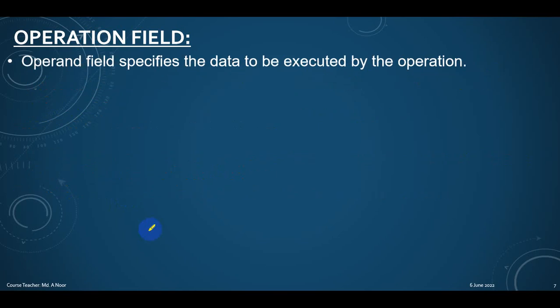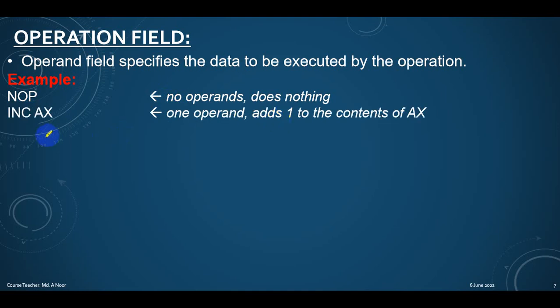That's the operation field. After the operation field, this is the operand field. The operand field specifies the data to be operated on by the operation. Example: nop. For this instruction, no operand is required; it does nothing. Increment x has only one operand; it adds 1 to the contents of x.